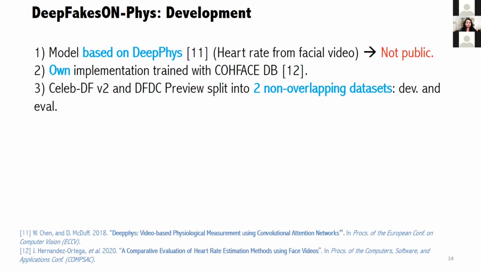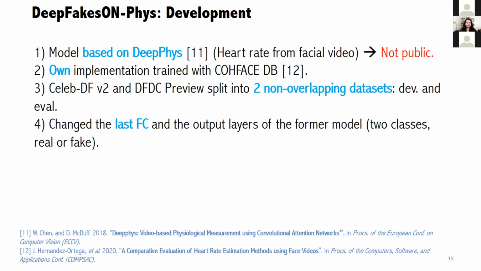Then the training databases have been divided into non-overlapping datasets, one for development and the other for evaluation. It's important to remark here that the evaluation was carried out at frame level, not at video level. As we mentioned before, we changed the final regression layer of the original model by a fully connected layer and a classification layer with a sigmoid activation function to estimate the probability of a face being real or a fake.